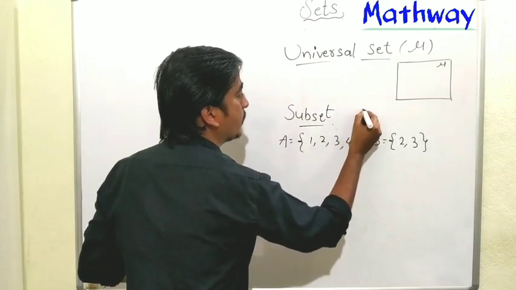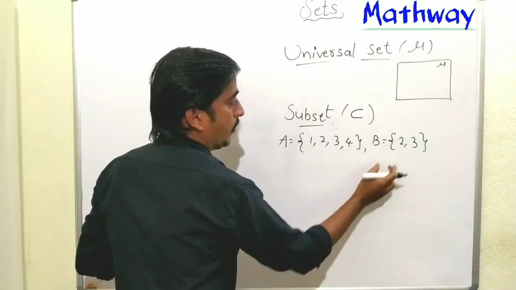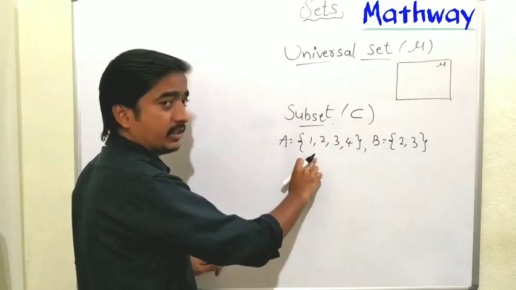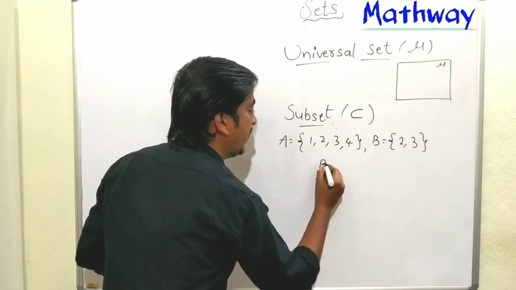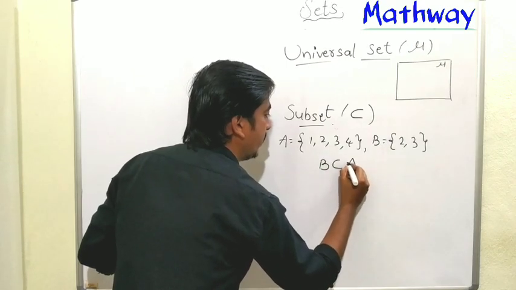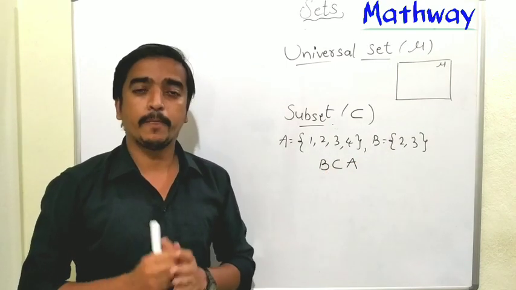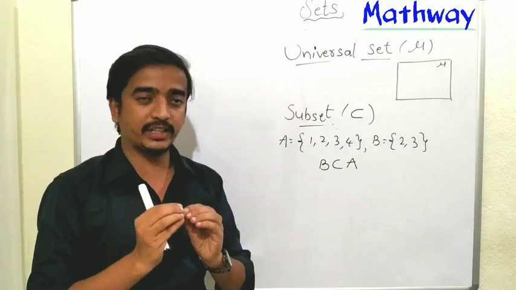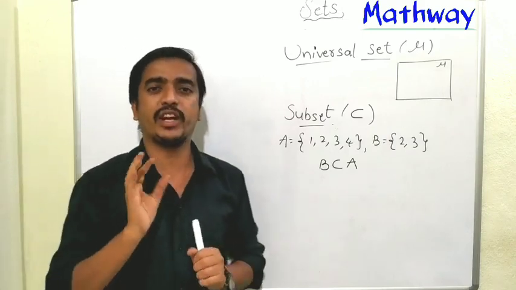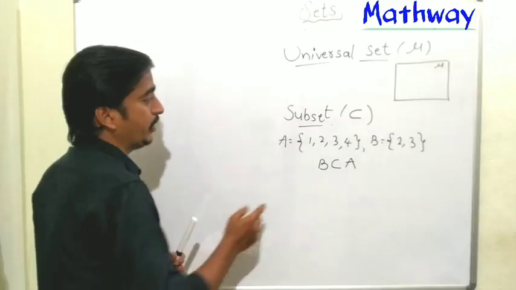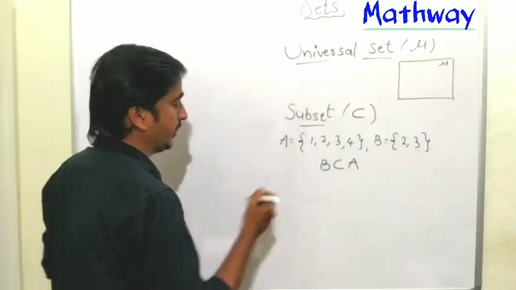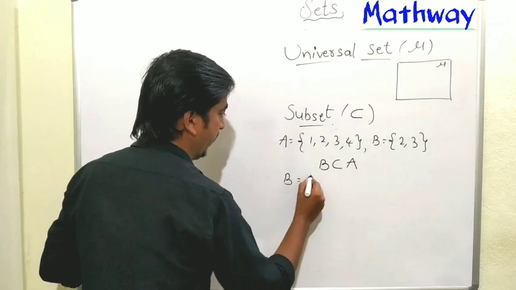We can denote this with the subset symbol. What the elements are in set B are also in set A, so B is a subset of set A. We can write it as B subset A. And also we can find the number of subsets for any set. This is a very important question, finding the subsets of a set. For example, I am taking set B equal to {2, 3}.